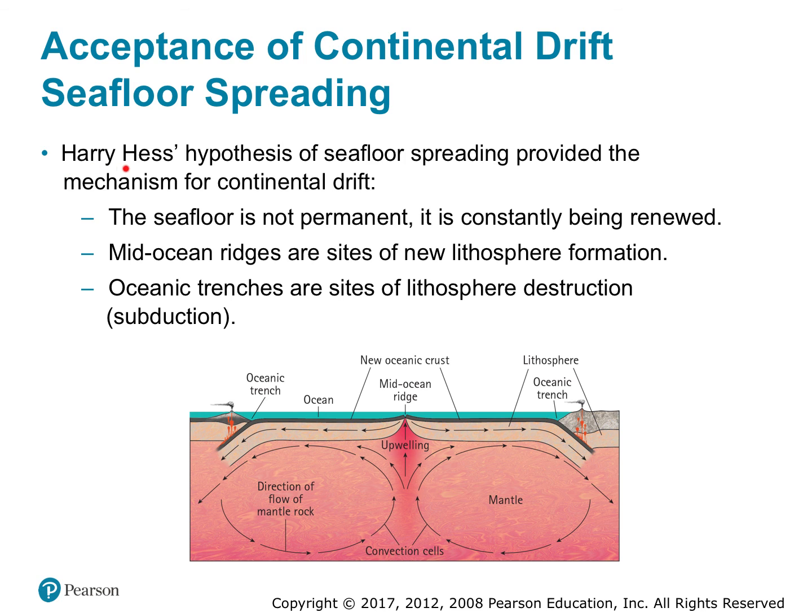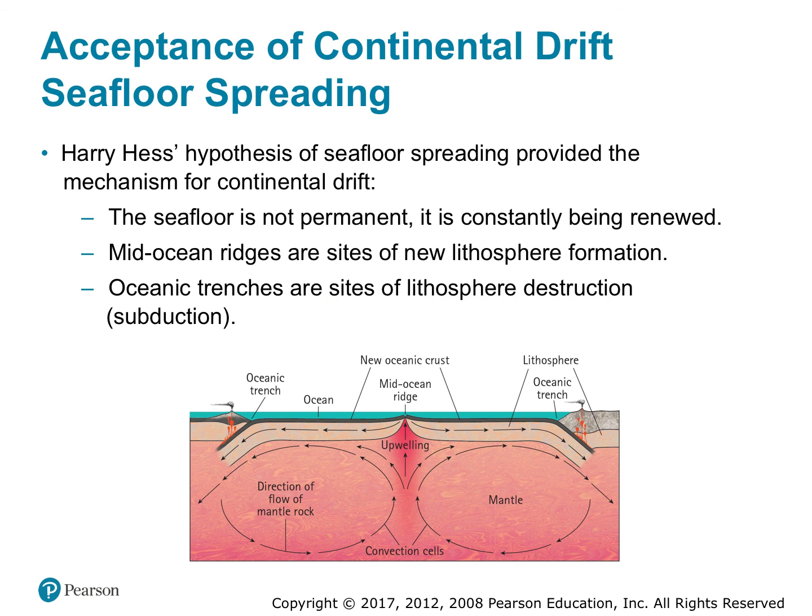And so Harry Hess is the one who came up with the hypothesis to explain how continental drift worked. His basic idea was that the seafloor was spreading, and that provided the mechanism for continental drift. In other words, the seafloor is not permanent, it's constantly being renewed, and mid-ocean ridges are sites of new lithosphere formation. Oceanic trenches are sites of lithosphere destruction.